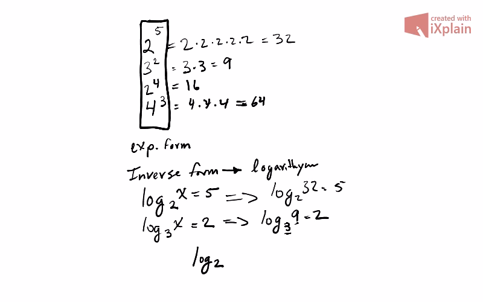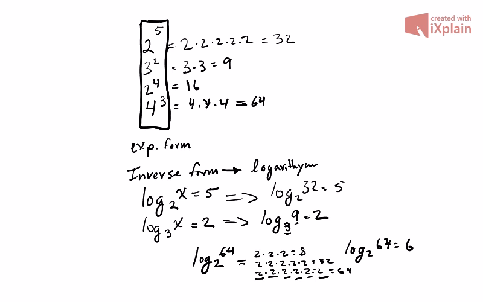If I say log base 2 of 64, so what power of 2 gives me 64? Well, you've got 2 times 2 times 2, which equals obviously 8. You've got 2 times 2 times 2 times 2 times 2, which equals 32. Let's add in another one. We've got 2 times 2 times 2 times 2 times 2 times 2, which does equal 64. So how many 2's do you have? You got 1, 2, 3, 4, 5, 6. So log base 2 of 64 equals 6.